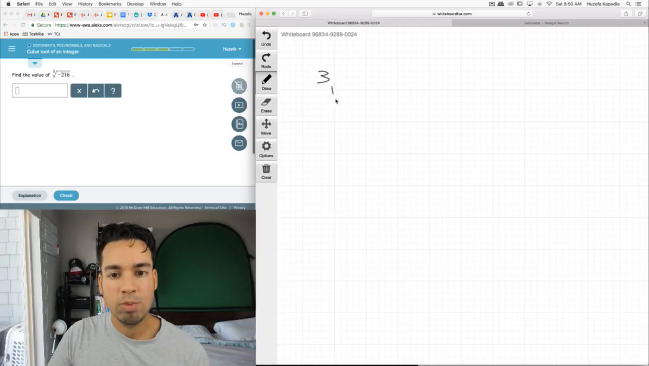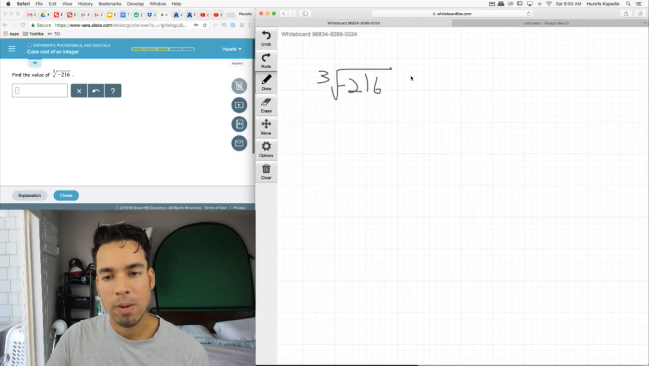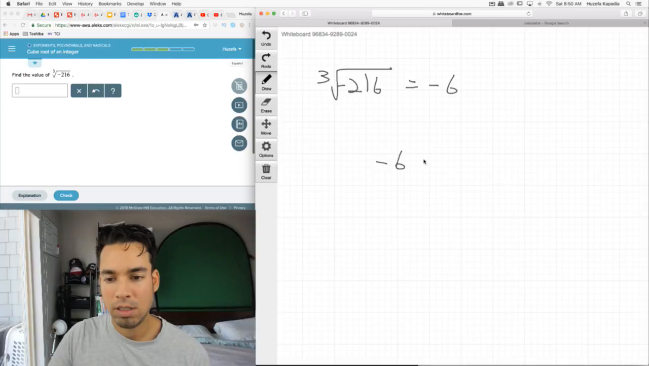Last but not least, cube root of negative 216. Now this is a little trickier to figure out if you don't have it memorized. But this is actually negative 6. I'm going to show you why. Negative 6 times negative 6 times negative 6.